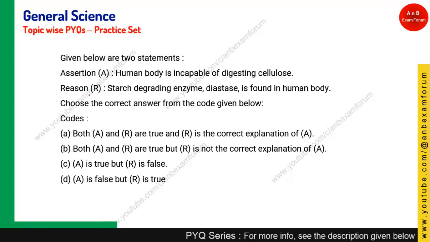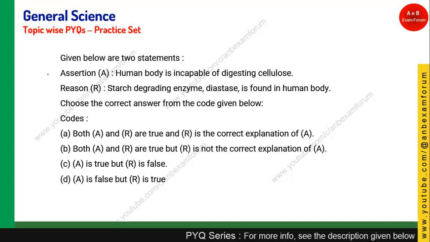This is the last question for today's session. The assertion: human body is incapable of digesting cellulose. Yes, it is true. Only animals can digest cellulose. Cellulose is one of the components present in plant leaves basically. Cellulose is a type of carbohydrate, but it is found in the plant's leaves. So the human body is incapable of digesting cellulose.